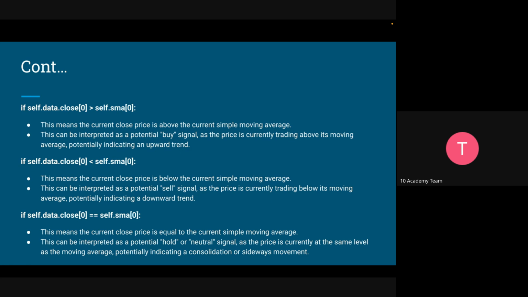If it's less than, it could mean it's time to sell whatever you're selling on that market. If they come equal, it means that it's better to hold, either to sell or buy, just to wait at that level and hold your stock or your share, and so on.